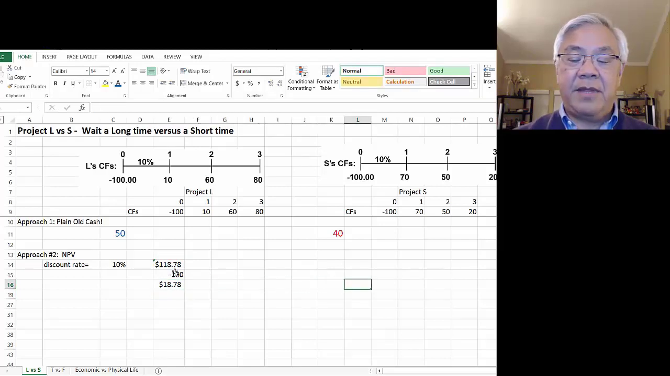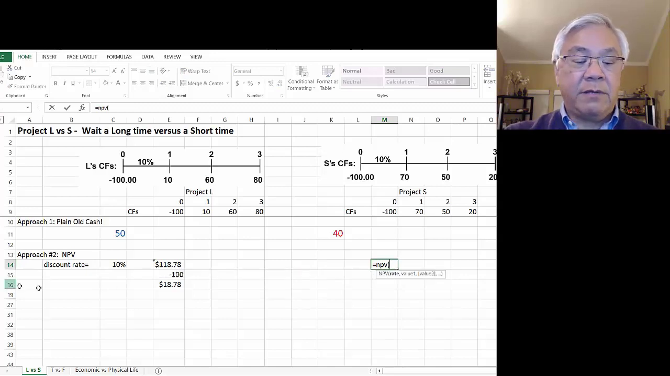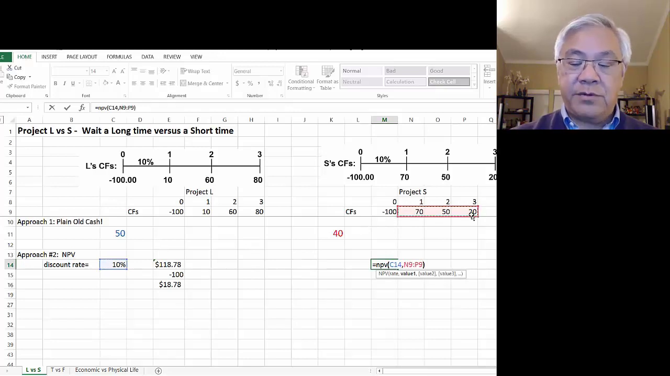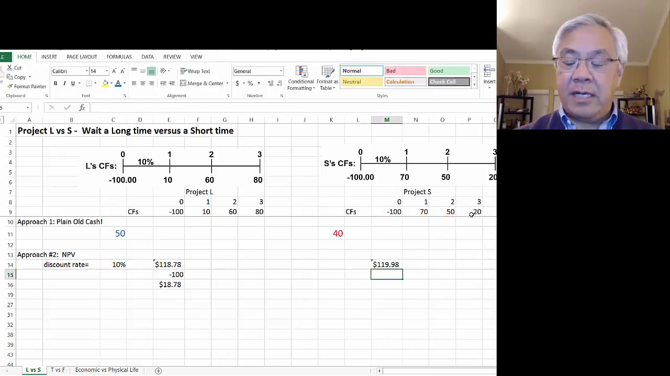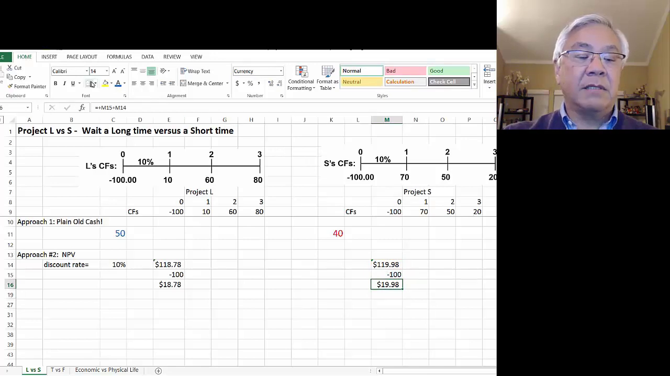So let's do the same thing here for project S, and so equals NPV, open parens, we want the rate 10%, comma, shade the range for T1 to the end, close parens, enter. So 119, again, we have to consider the initial outlay, and the net present value is 19. This amount versus this amount.